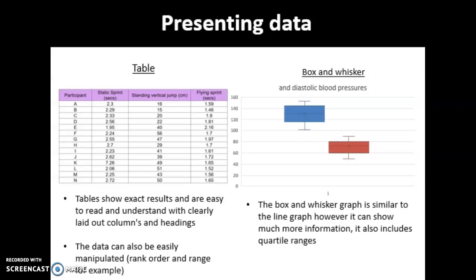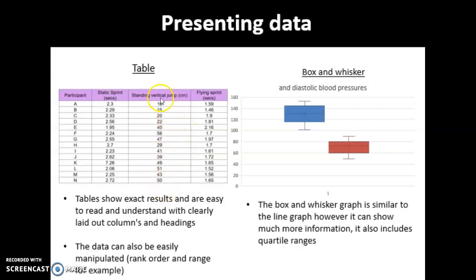So now moving on to the table and the box and whisker graph. The table shows exact results and is easy to read and understand, with clearly laid out columns and headings. The data can also be easily manipulated with the rank order and range, for example. So this means that while your data is in this form, it is easy to rank order.